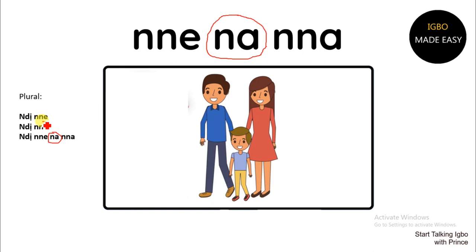And ndị means people. Ndị is a plural marker in Igbo language. So when you have people who are mothers together, or they are all fathers, we call them ndị nna. Mothers, ndị nne. Parents, ndị nne na nna. Maybe you went for a PTA meeting for your child. That is how to use this in Igbo language.